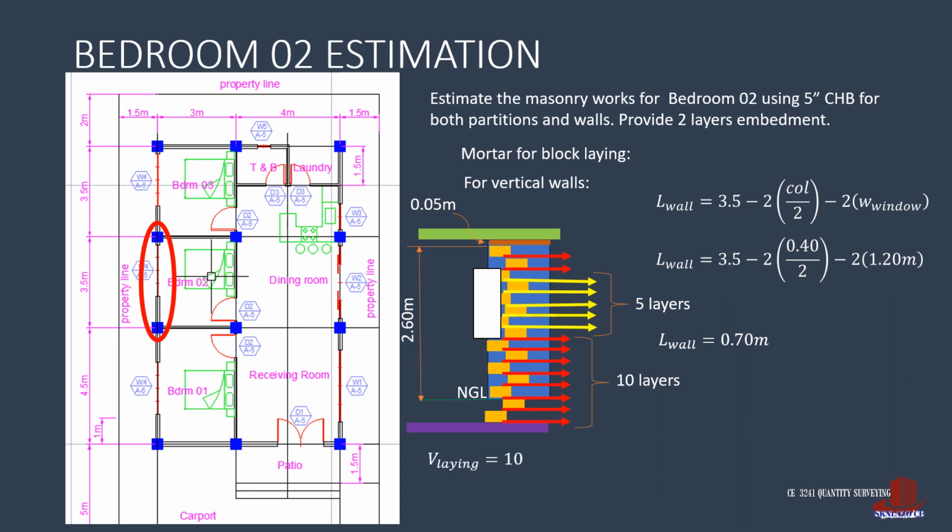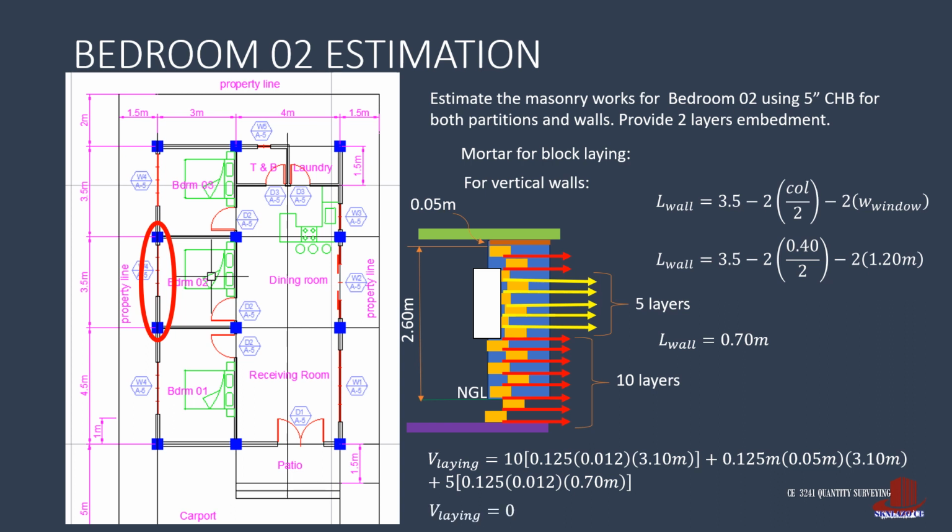So compute for the volume of block laying as the 10 layers of original length of 3.1 meters times 0.125 and 0.012 meters, plus the top layer with 2 inches thickness times 0.125 times 3.1 meters. And the 5 layers of window layers times 0.125 times 0.012 by the length of 0.70. This results to 0.071125 cubic meters.